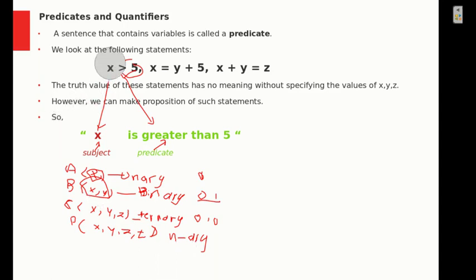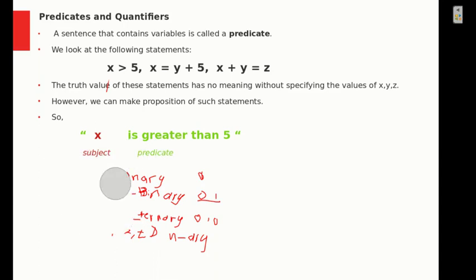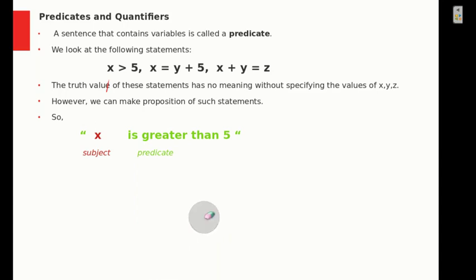Alright, so I'll remove this. Keep in mind, there is a unary predicate, a binary predicate, a ternary predicate, and an n-ary predicate.